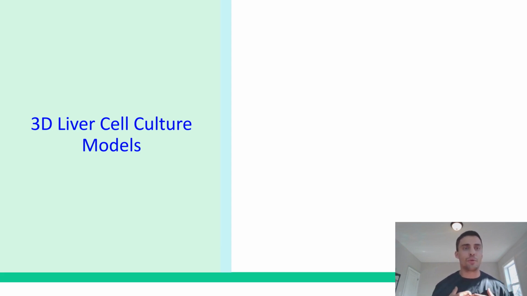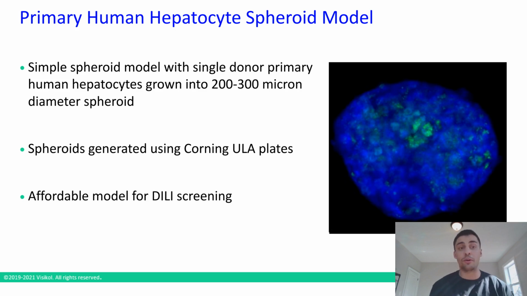Our body is, of course, in 3D. It's not in 2D. It's not growing on a plastic plate. And therefore, having a 3D cell culture model starts to better mimic the body and allow us to answer more complex questions. One of the models that we use regularly at Visical is a primary human hepatocyte spheroid model.